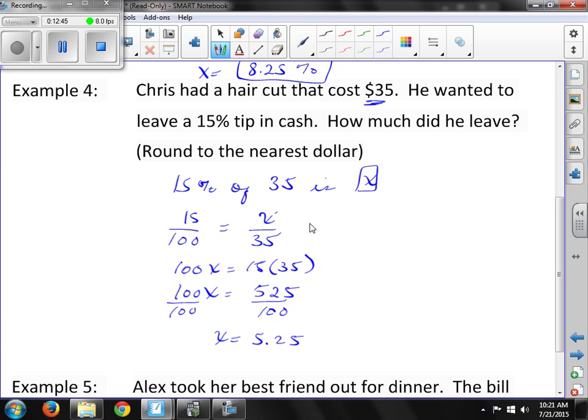Now what are we looking for? How much is the tip? How much tip does he leave? He's going to leave a $5.25 tip.